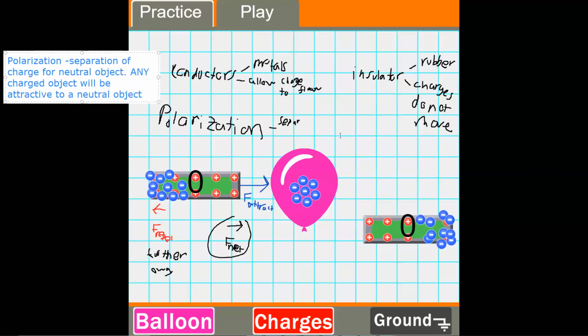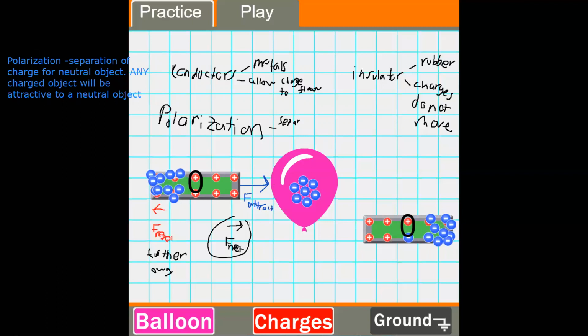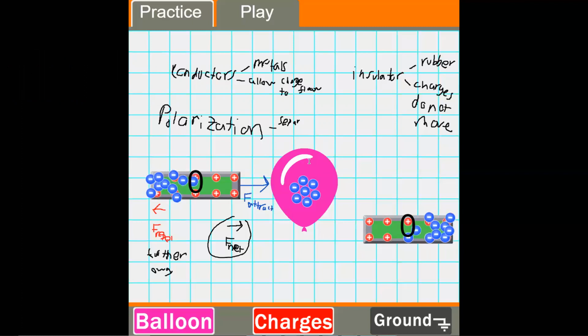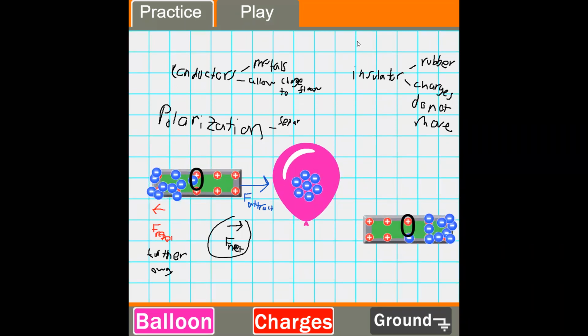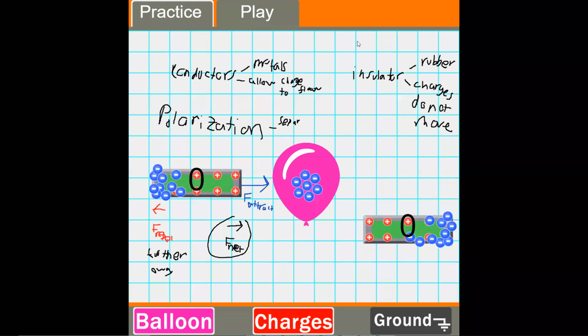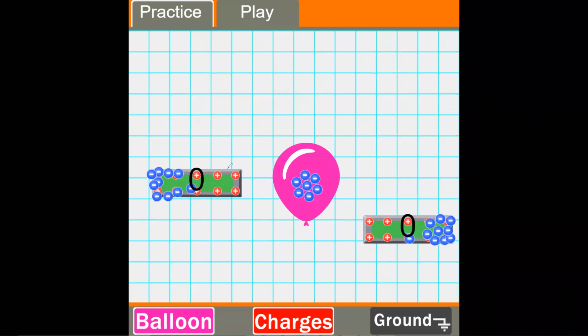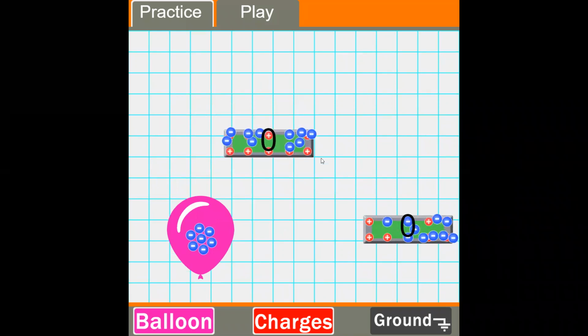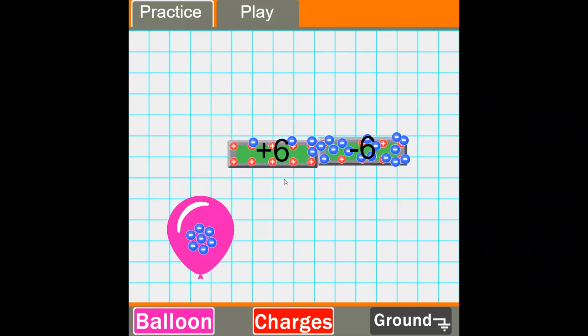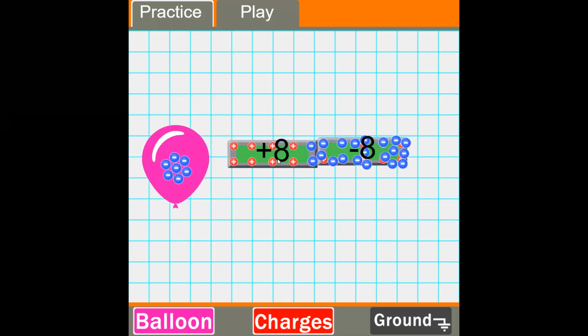Okay, all right. So I am going to move things around now. Okay, so I'm going to clear this. It's getting a little messy. All right, so let's do a few things with this. So what if I were to put these two together and then move the balloon close?